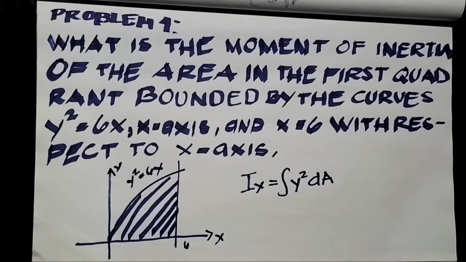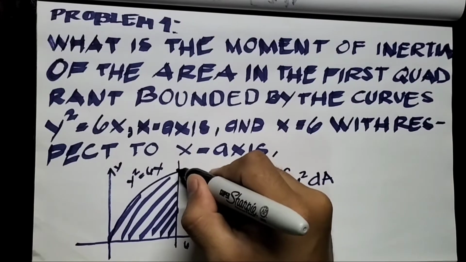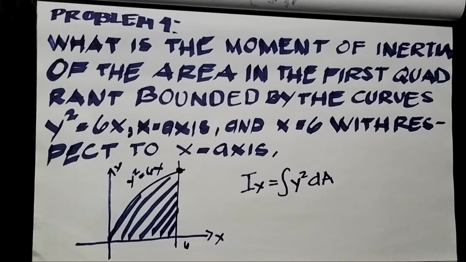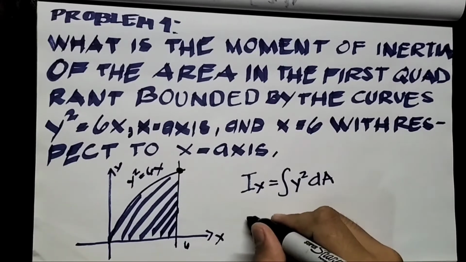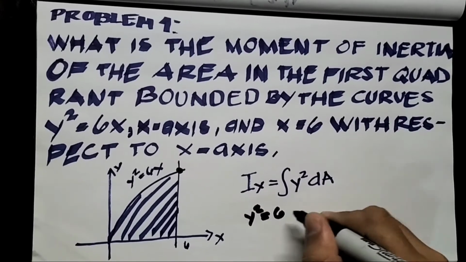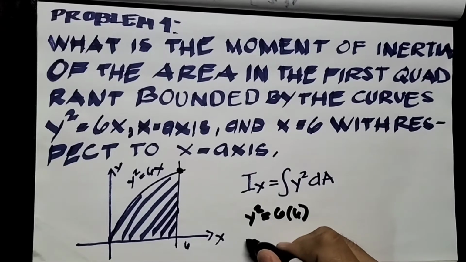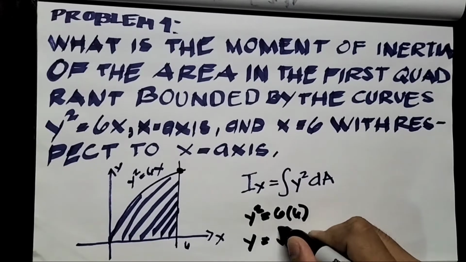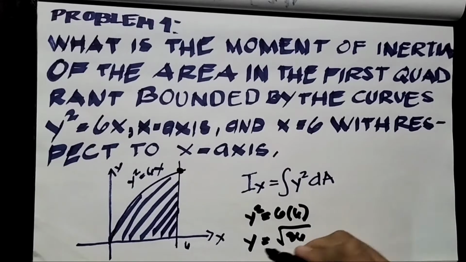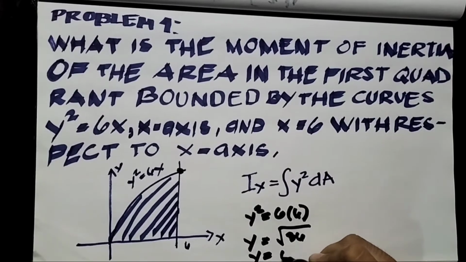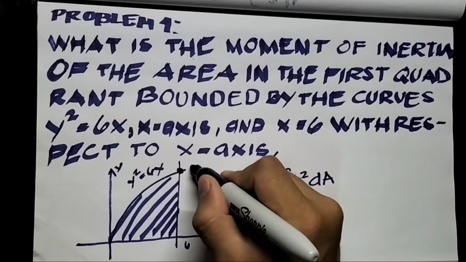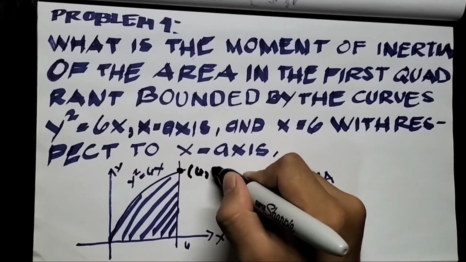Lipat muna tayo sa kabila. Next is, we need to find this point. Ano nga ba yung point dyan when x is equals to 6? So, substitute lang. Madali lang. y squared is equals to 6 times 6. So, y is equals to square root of 36. So, y is also equals to 6. So, the point here is (6, 6).